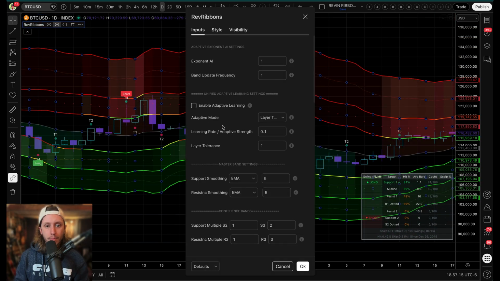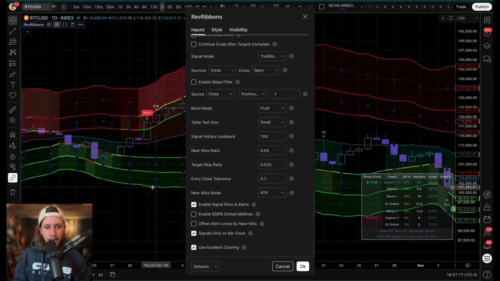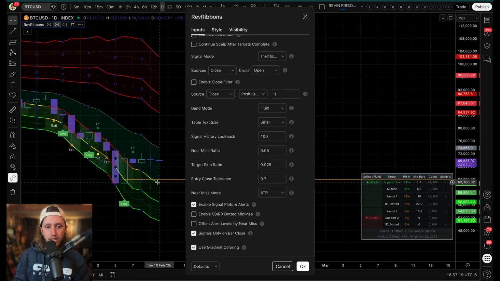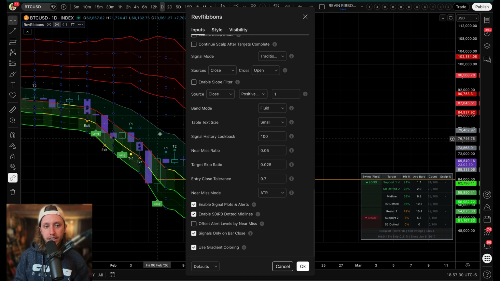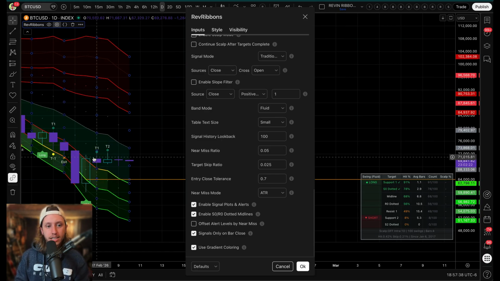Let's go on and wrap up the video here. The last things we're going to talk about are a couple other new additions that are not there yet but will be there soon. One is enable S0 and R0 dotted midlines. Those are extra take profit levels. You can see they show up on the table here, and they are much more likely to get hit than, say, the midband.